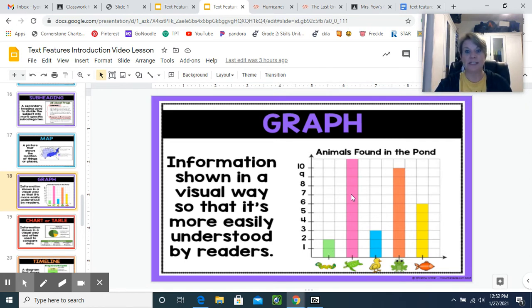They found 11 turtles, 3 ducks, 10 frogs, and 6 fish, all in that one pond. Okay, so a graph is going to break things down into different categories, and it's going to give you a number to show how many there are of that object.